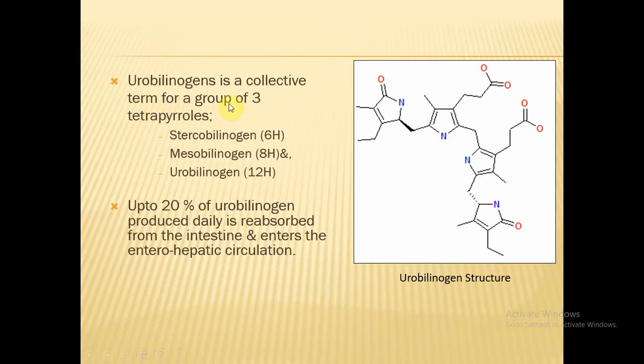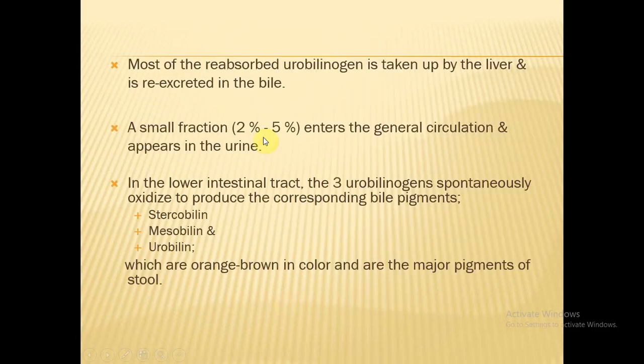Urobilinogens are a collective term for three groups of tetrapyrroles: stercobilinogen, mesobilinogen, and urobilinogen. Up to 20% of urobilinogen is reabsorbed from the intestine and enters the enterohepatic circulation. Most of the reabsorbed urobilinogen is taken up by the liver and excreted in bile. A small fraction enters the general circulation and appears in the urine. It goes into the blood and then is excreted in the urine.